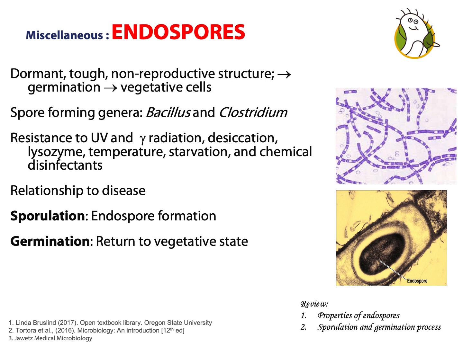Endospores are resistant to UV and gamma radiation, desiccation, lysozyme, enzymes, temperature, starvation, and chemical disinfectants. However, endospores are killed using autoclaving. That is why for spore-forming bacteria, the only way to kill them is using an autoclave. The spore is a resting cell.